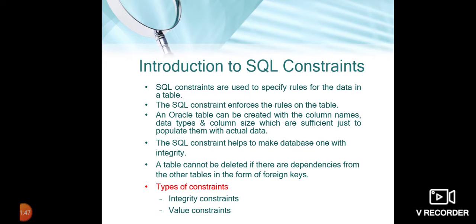A table cannot be deleted if there are dependencies. For example, when you use a foreign key, there will be one table which refers to some other table. You cannot delete the table that is being referred to by a foreign key. That is called a dependency. There are two types of constraints: one is integrity constraint, the other is value constraint.